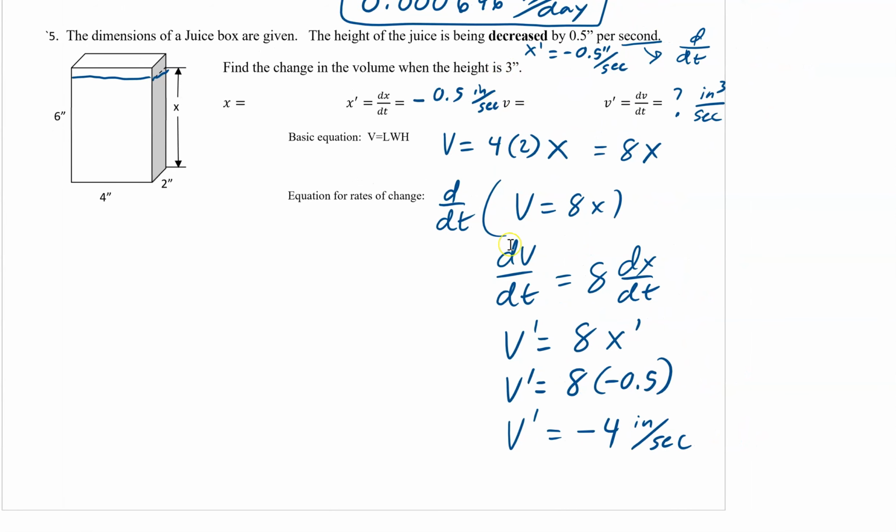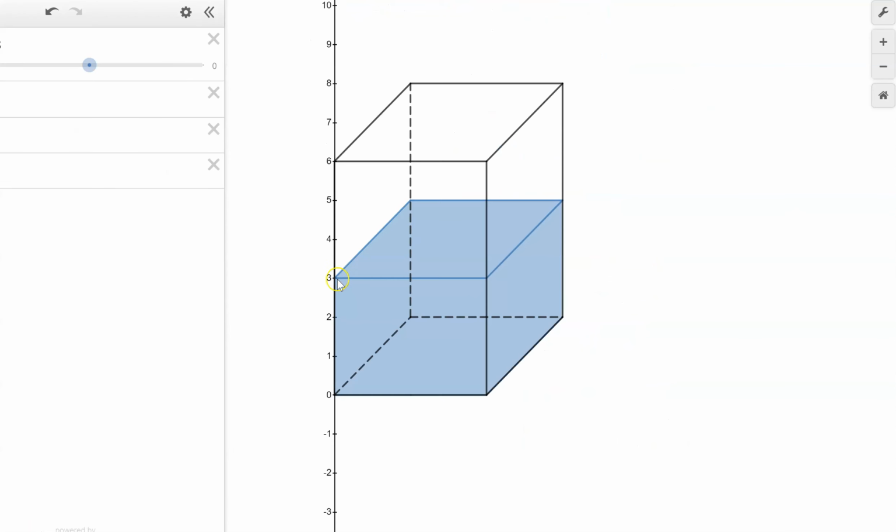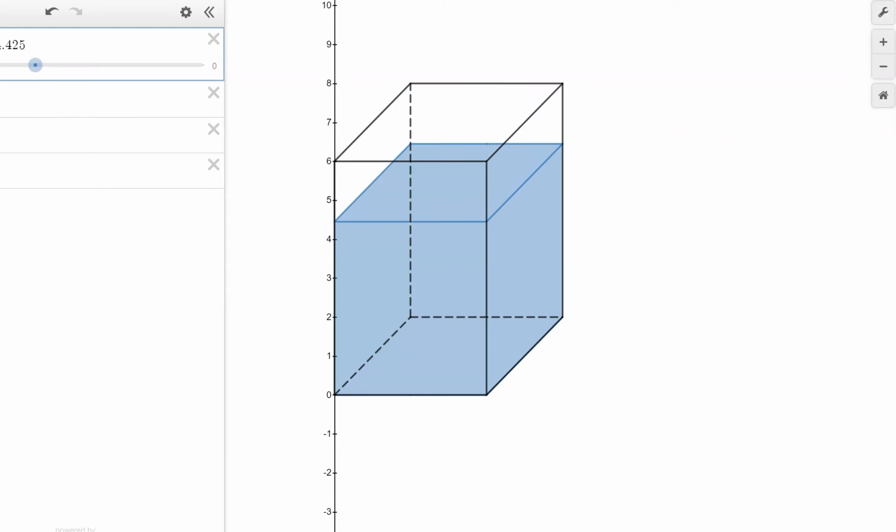So when the height is 3 inches, right here, we expect it to be decreasing. The height will decrease at 0.5 inches per second, and the volume will decrease at 4 cubic inches per second. So 4 cubic inches per second to get to the bottom. So it kind of looks like this. It's just going to flow down. And you can see it's a constant rate going down. That's why we didn't need x to be plugged in here.